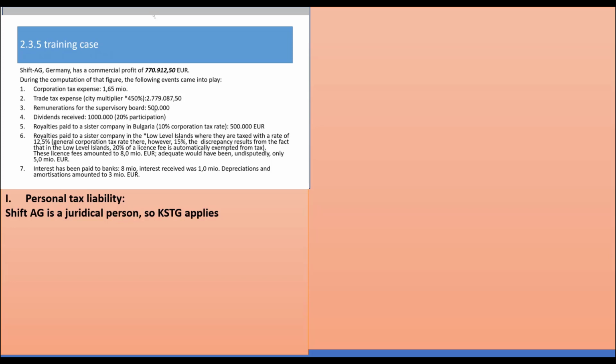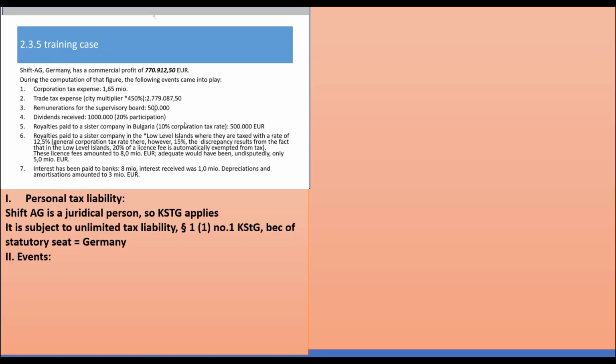So the first remark we can make is that Shift AG is a juridical person, so KStG applies. Then it evidently has its seat in Germany, because AG is a German legal form, and we get the information it is domiciled in Germany, so we can conclude that it's subject to unlimited tax liability under 1.1, number 1, capital companies, because of statutory seat, or how the English would call it, registered office in Germany. So that's personal tax liability. So the next step will be analyzing the events which happened, or as you could also call it, the objective tax liability. So let's go and begin to fight.